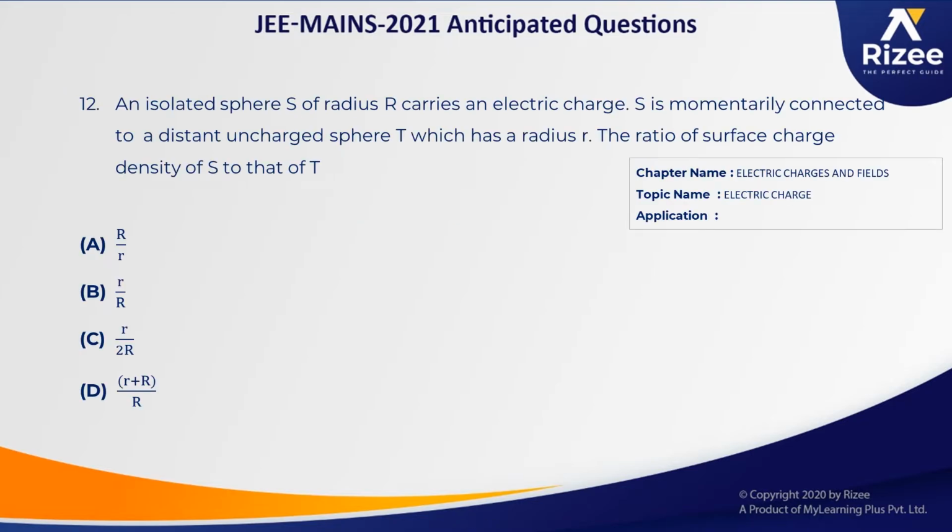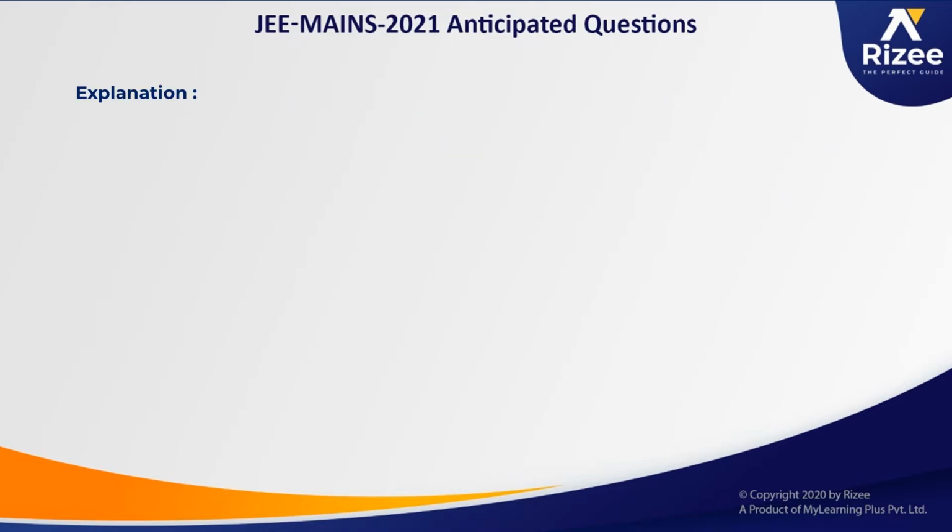Next, question number 12. An isolated sphere S of radius r carries an electric charge. S is momentarily connected to a distinct uncharged sphere T. This is a very important statement. Of radius smaller, he is asking what the surface charge densities are going to be. So up to what time can you expect the charge will be flowing from one to the other? So S is a charged one, T is an uncharged one.